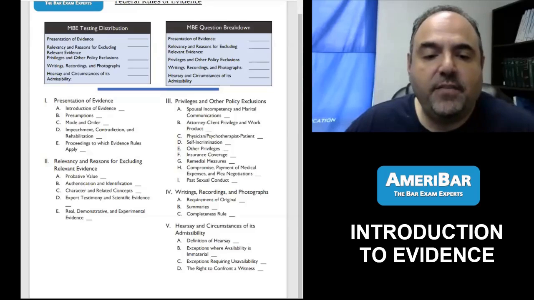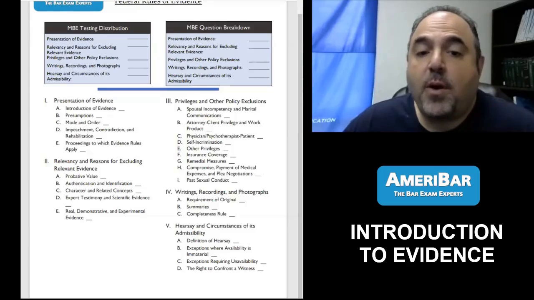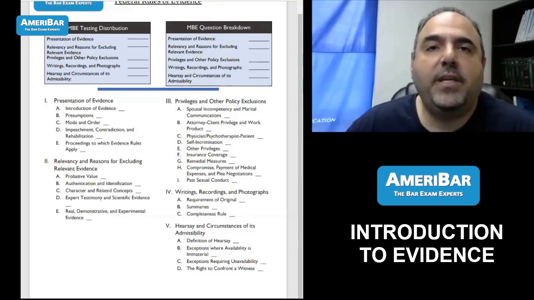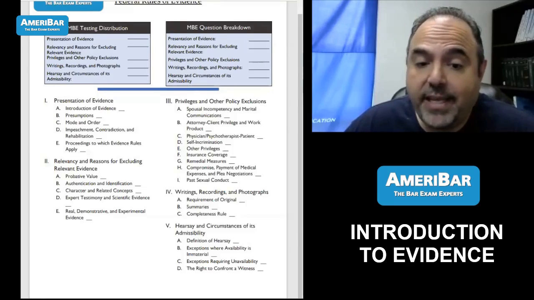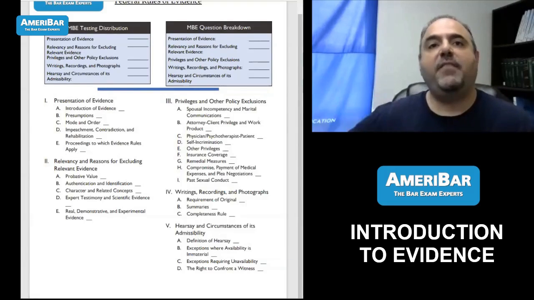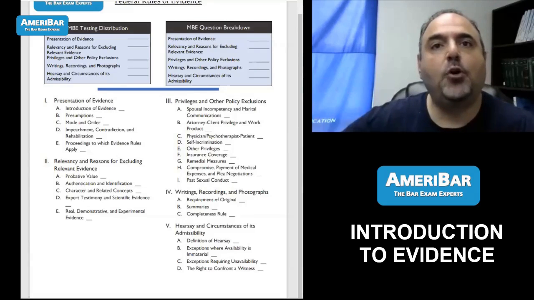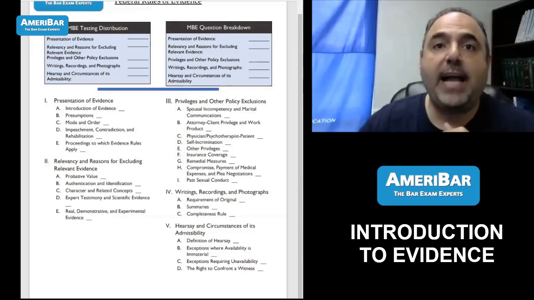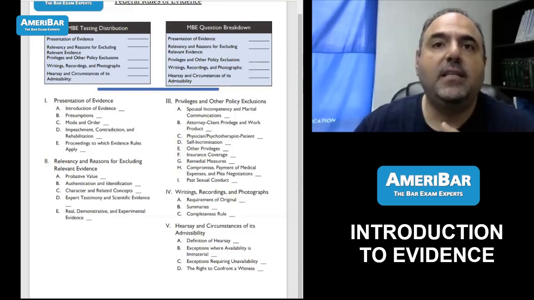Next topic, relevancy. Again, probably the most important of the five, 33%. Probative value is the most important thing here. It's a 4. Okay. In order to present evidence, that evidence has to have probative value. And there are 2 requirements for probative value. We've got factual relevance and legal relevance.